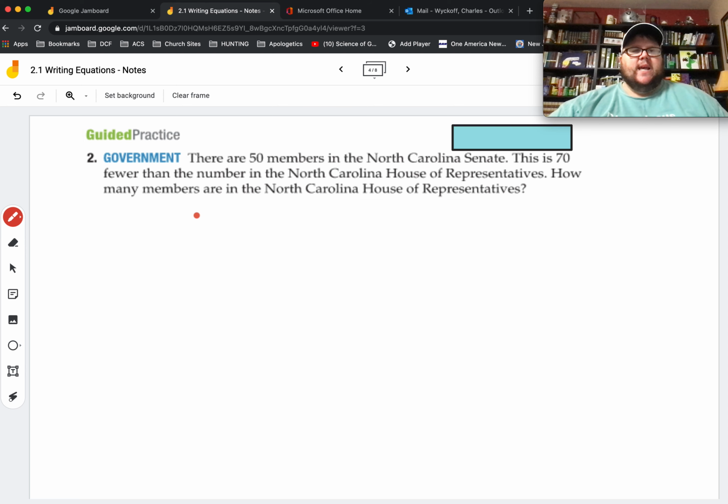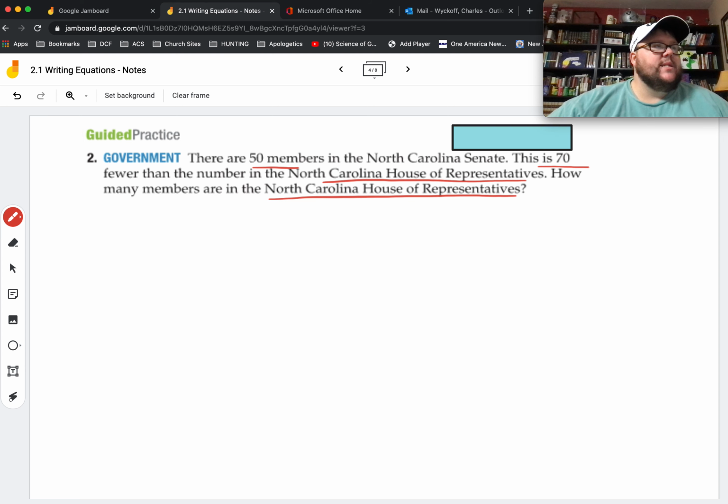So let's do this example here now. There are 50 members in the North Carolina Senate. This is 70 fewer than are in the North Carolina House of Representatives. How many members are in the North Carolina House of Representatives? Okay, so there are 50 members in the North Carolina Senate. So I'm going to set up my equation. 50 equals, we know that this is 70 fewer than the number of House of Representatives.